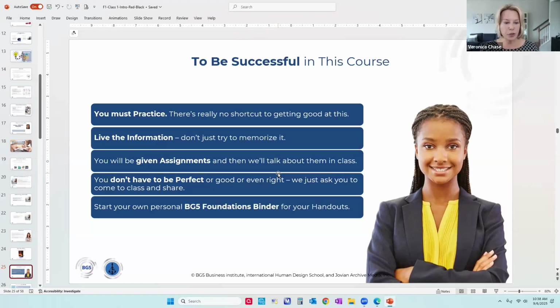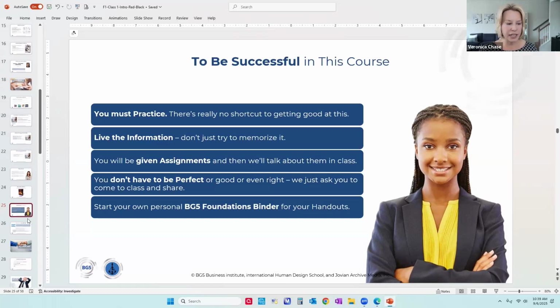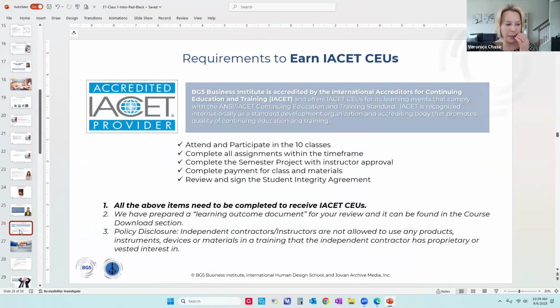You'll have assignments. We'll talk about them in class. It is most certainly not about perfect. I am not looking for perfection. I am definitely looking for you to come and share your experience. That's what's most important. And start your own binder for your handouts. And like I said, just sort of get yourself organized.